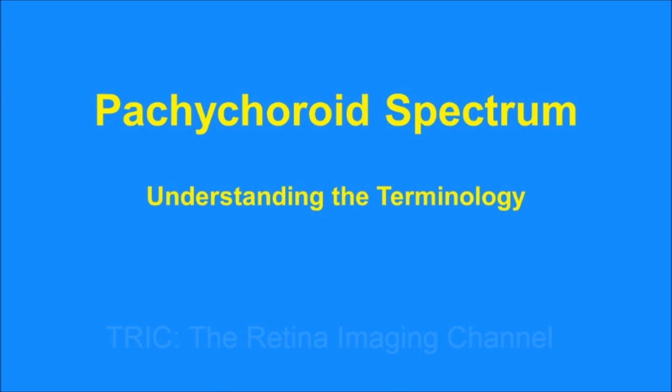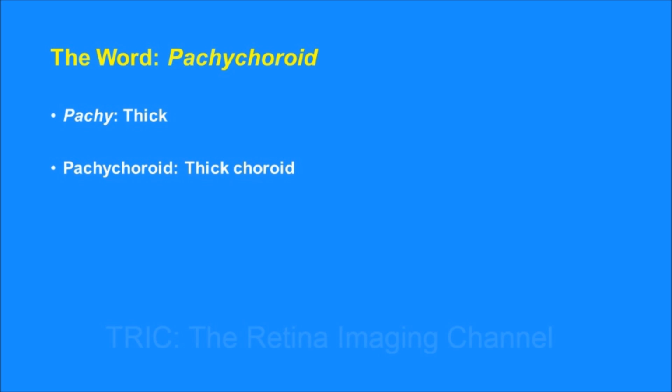When we talk about pachychoroid, we come across various terms like pachychoroid phenotype, pachychoroid spectrum, pachydrusen, pachyvessels, and so on. This short video explains each of them and tries to build a comprehensive overview of the spectrum. The word pachychoroid derives from pachy and choroid. Pachy means thick, so pachychoroid means thick choroid.